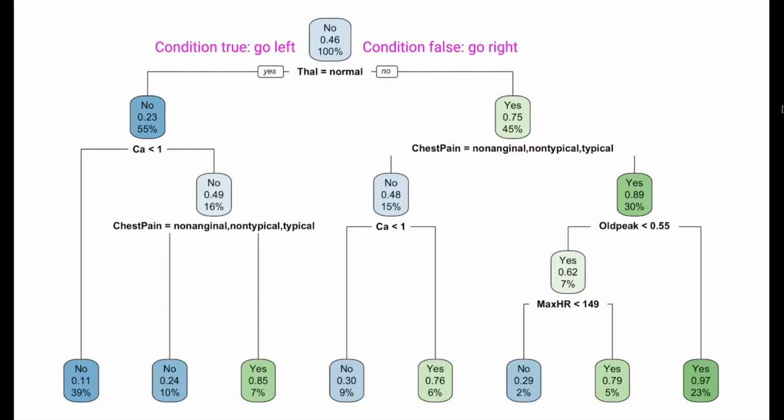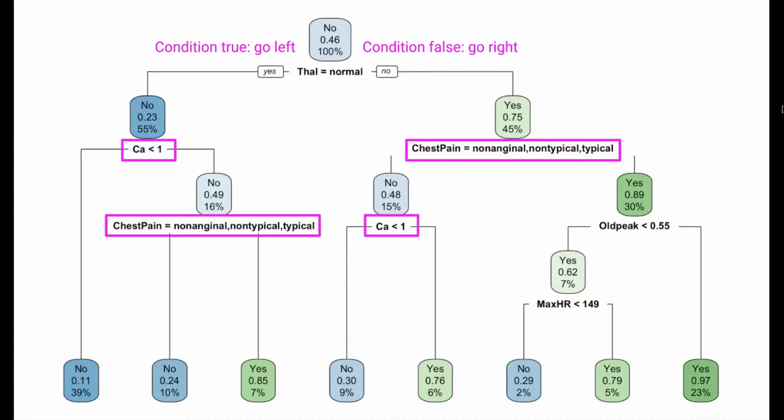A full tree grown from all predictors is shown here. Let's notice a few things. First, although it's only labeled for the first split, we always go left when the condition at the branching point is true, and we go right if the condition is false. Second, a predictor can be used multiple times in the tree. The calcium and chest pain variables are both used twice in the tree.